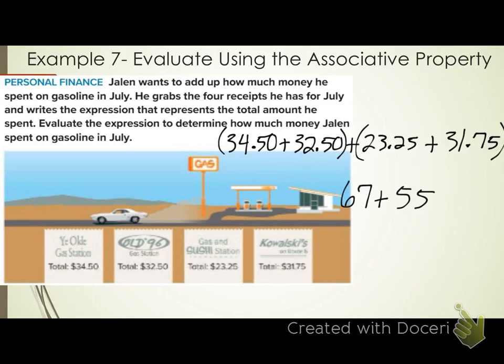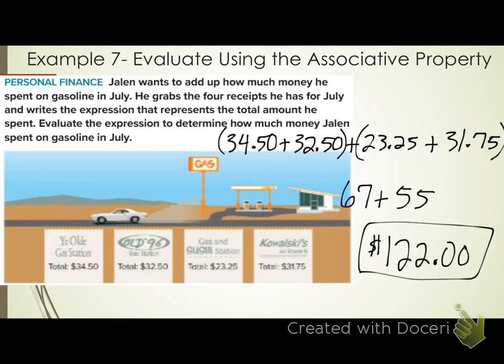Now I can easily add 67 plus 55. What does that give me? So in total, Jalen spent $122 even on gas in the month of July. Any questions on how we use the associative property here to help make our lives a little bit easier when finding this total? No. Good? Yes. Perfect. Can I move on? Yes.